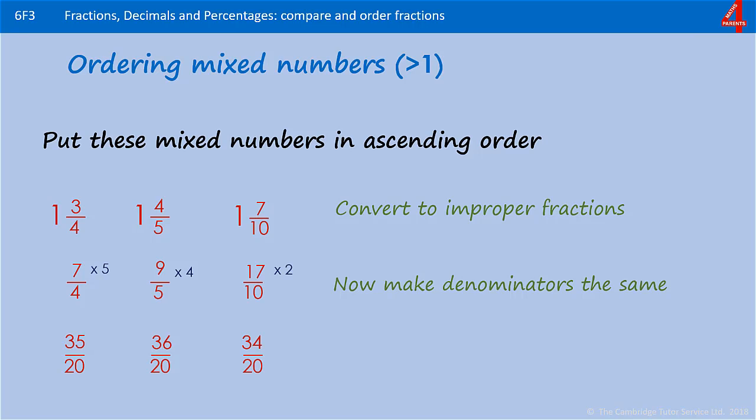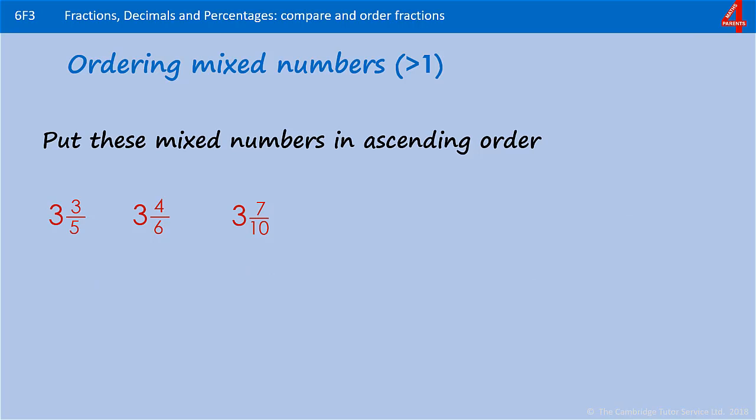Now we have the denominators the same, we can see which is the smallest fraction. Remember to use the ones from the top from the original question. The smallest numerator is 34, so that's 1 7/10. The next one was 35 over 20, so that's 1 3/4. And finally 36 over 20, which is 1 4/5.